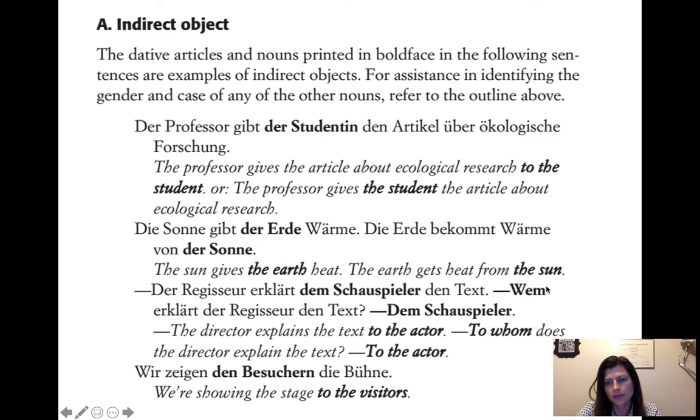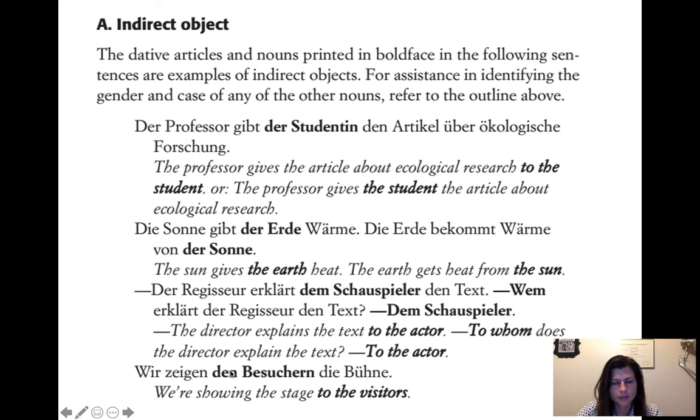And then we have this question word wem, which means to whom. So it's the equivalent of wer: wer is nominative, wen is accusative, and then wem is the equivalent of that for the dative. So to whom does he explain the text? Dem Schauspieler, to the actor.